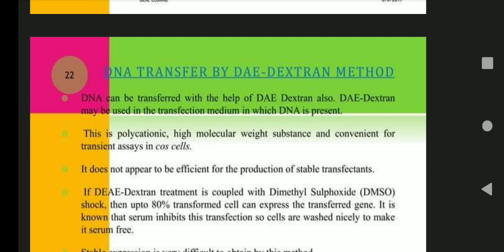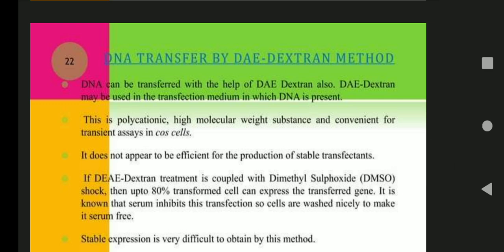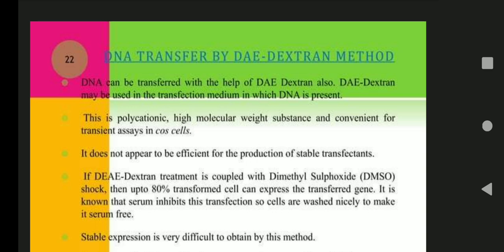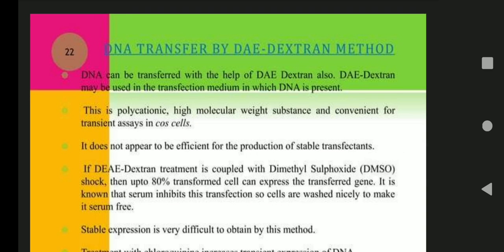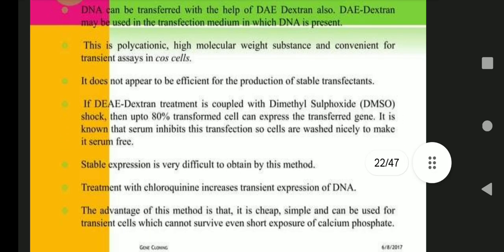DEAE dextran is another chemical that is used for the transfer of DNA into plant cells as well as animal cells. This polycationic molecule has a higher molecular weight, and it is convenient to transfer the DNA. Further, DEAE dextran treatment is coupled with dimethyl sulfoxide, and a shock is given. Up to 80% of the transformed cells start expressing the gene of interest by this method.